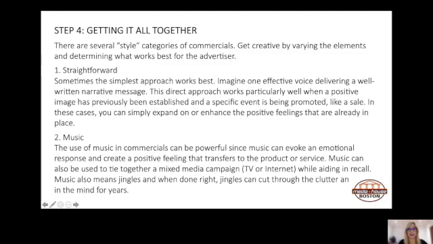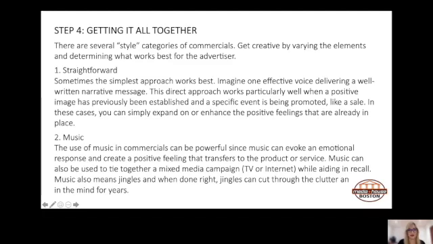Step 4, getting it all together. So we've seen again in the previous lesson that there are different style categories of ads or commercials. We looked at quite a few of them in the design thinking phase. So get creative by varying the elements and determining what works best for the advertiser. Don't get bogged down by always using one simple style for your client, okay? So do try using the different ones.